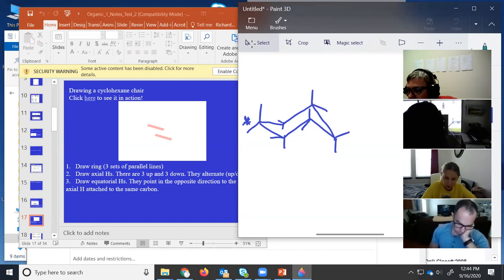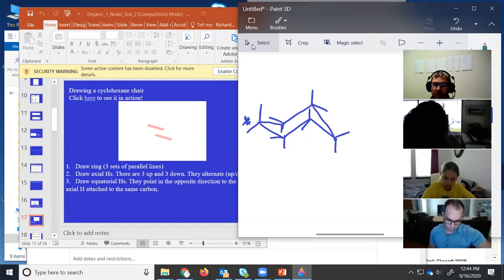Now, it doesn't matter which way you point the equatorials, whether you point them to the left or the right, but they do have to be in the opposite orientation to whatever axial one is on the same carbon. Hopefully that makes sense.